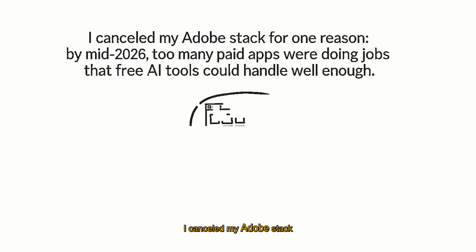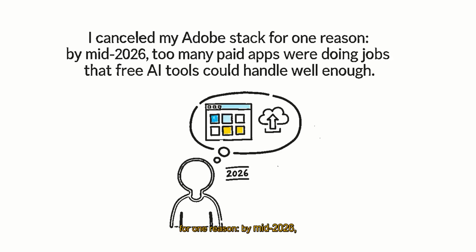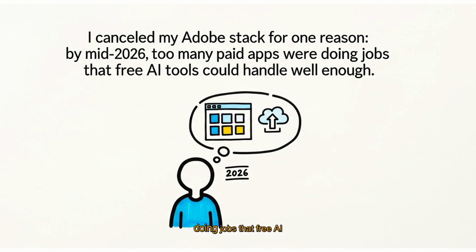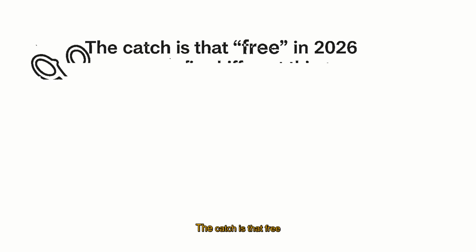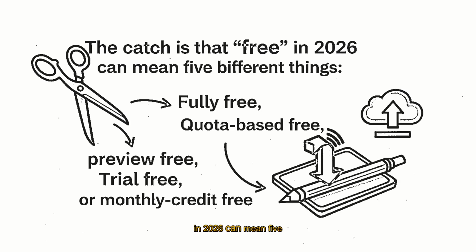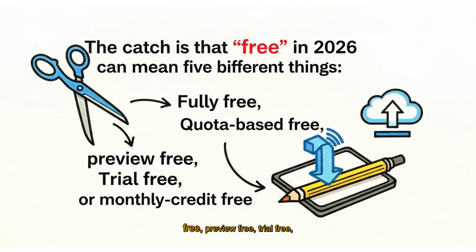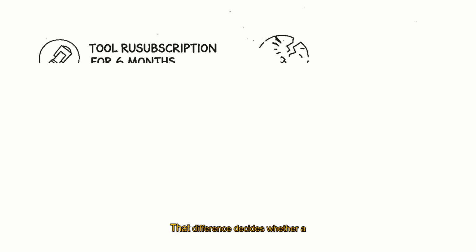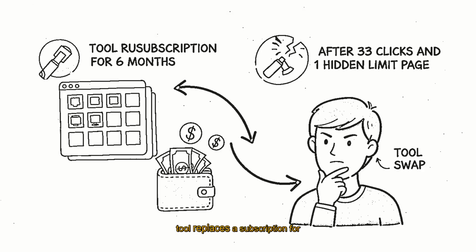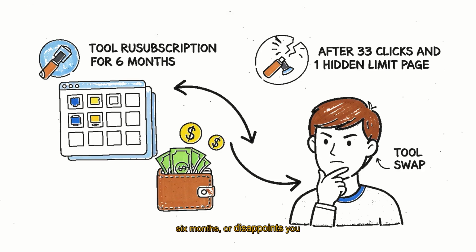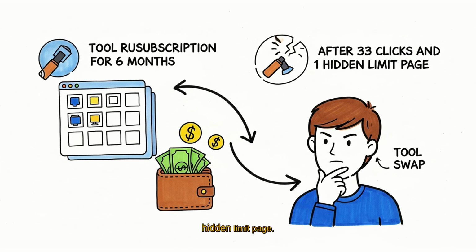I canceled my Adobe stack for one reason. By mid-2026, too many paid apps were doing jobs that free AI tools could now handle well enough. The catch is that free in 2026 can mean 5 different things: fully free, quota-based free, preview free, trial free, or monthly credit free. That difference decides whether a tool replaces a subscription for 6 months or disappoints you after 3 clicks and one hidden limit page.